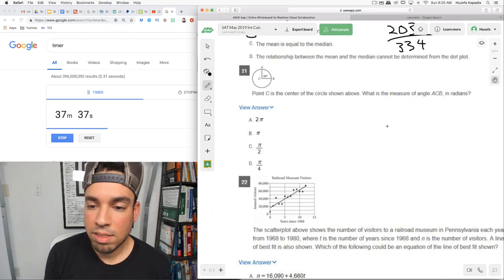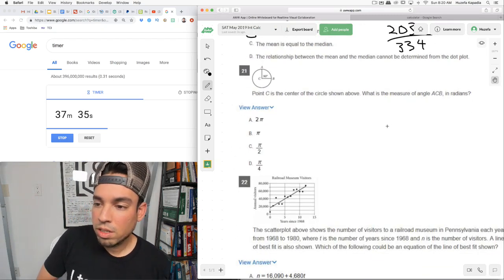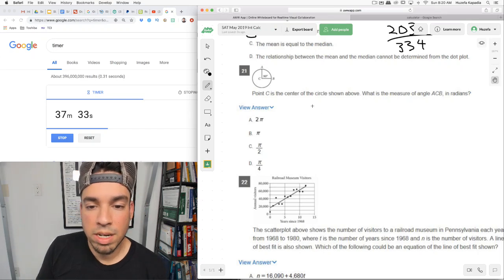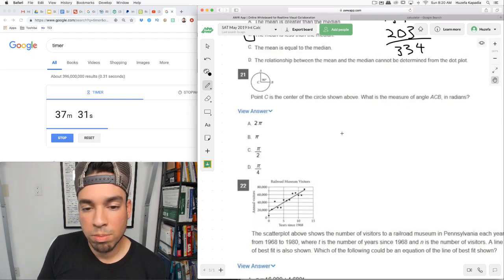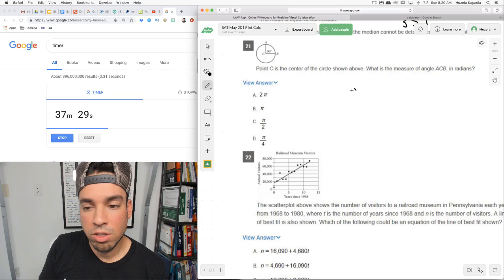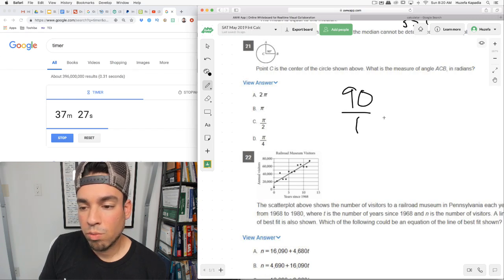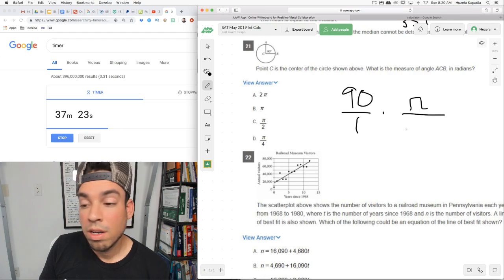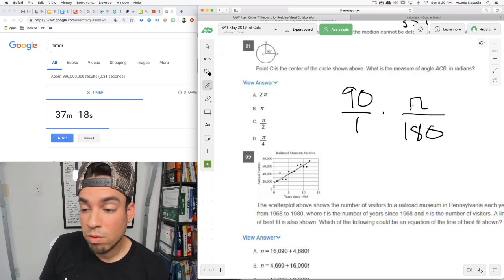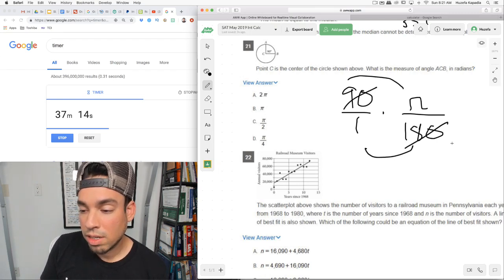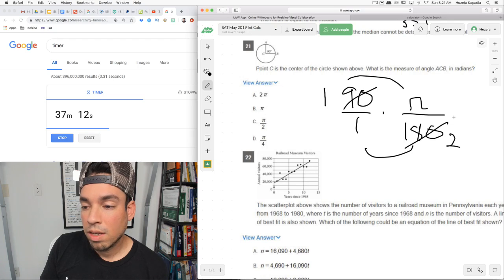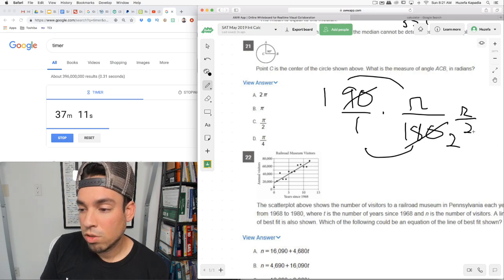Point C is the center of the circle shown above. What is the measure of angle ACB in radians? How do we convert to radians? Okay, here's the conversion. 180 degrees is equivalent to pi radians. So I put this nice little equivalency with degrees on the bottom, and we multiply across. These cross cancel to 2 and 1, and it's just pi over 2. Done.